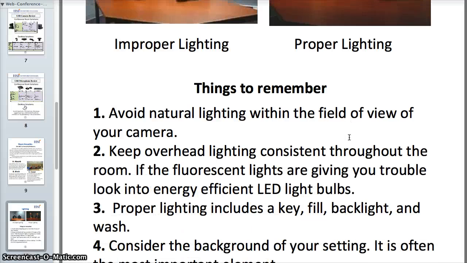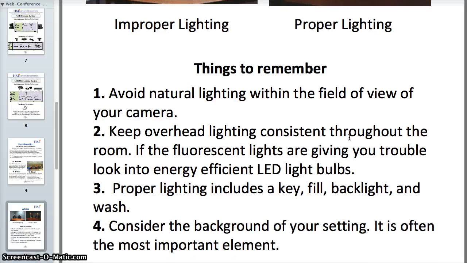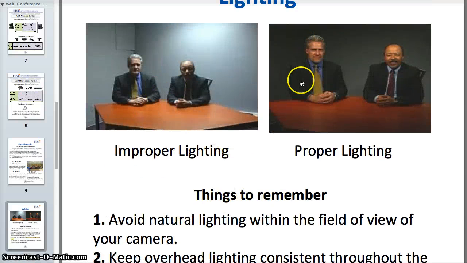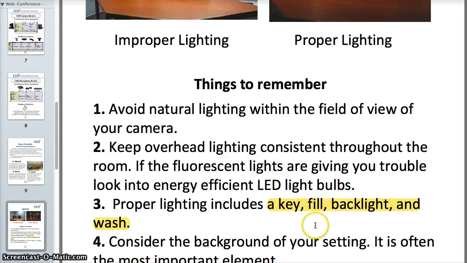And the way to really achieve proper lighting is to have a key, a fill, a backlight, and a wash. Now, of course, this isn't cheap and it's not going to be your standard conference room, but if you have a setting where you want to have proper lighting, you can see the difference is very drastic. And even just simple, small upgrades to your lighting by adding a key or a fill can really improve your lighting.